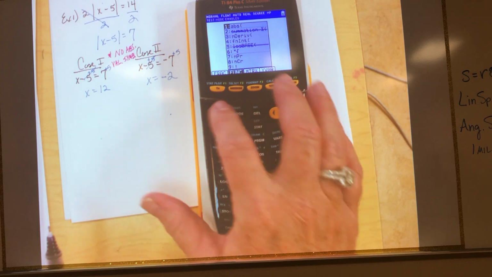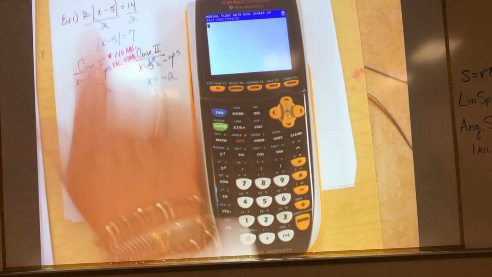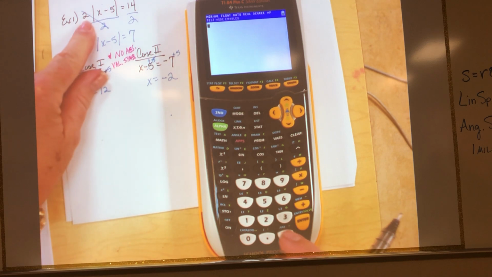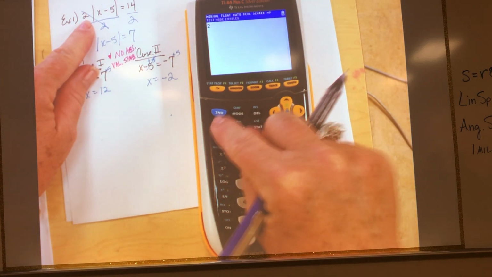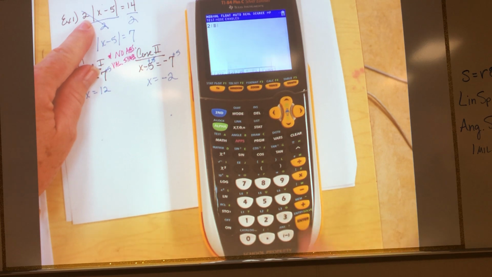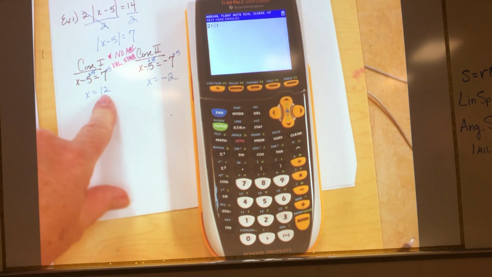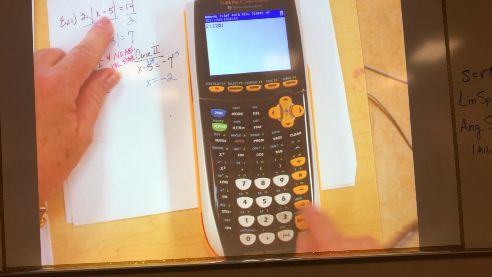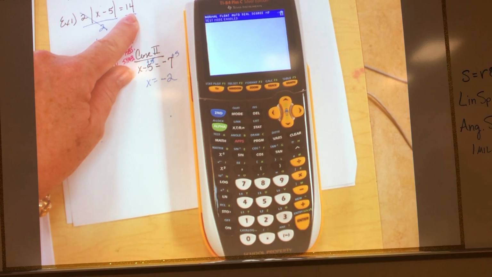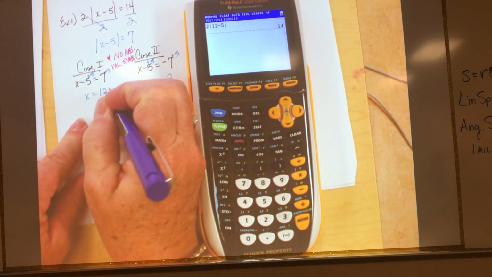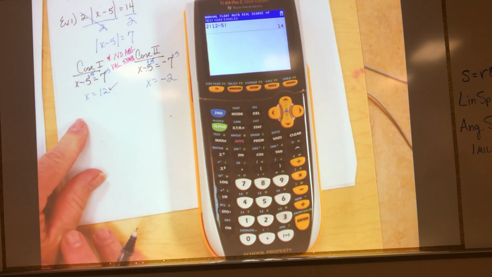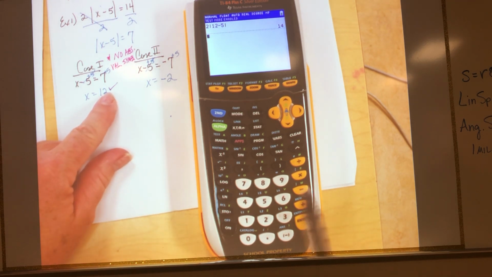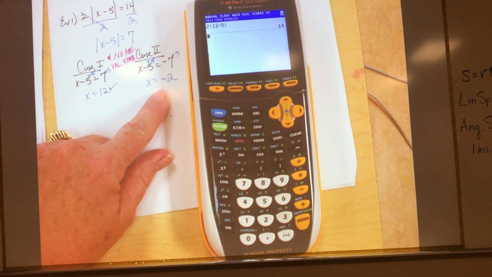Are you ready? Okay, so I'm gonna plug my 12 in, all right? So I'm going 2 times the absolute value, so I'll go alpha and F2, I'll choose it. X, well, I'm trying to see if 12 works. So 12 minus 5. What do I want it to be equal to? 14. Boom. The 12 checks. So I put a little check mark beside it. What does that check mark tell me? It tells me when I look back over my test or my worksheet that I checked it and I know it's good. Not that I forgot to check it and I don't know if it's good.